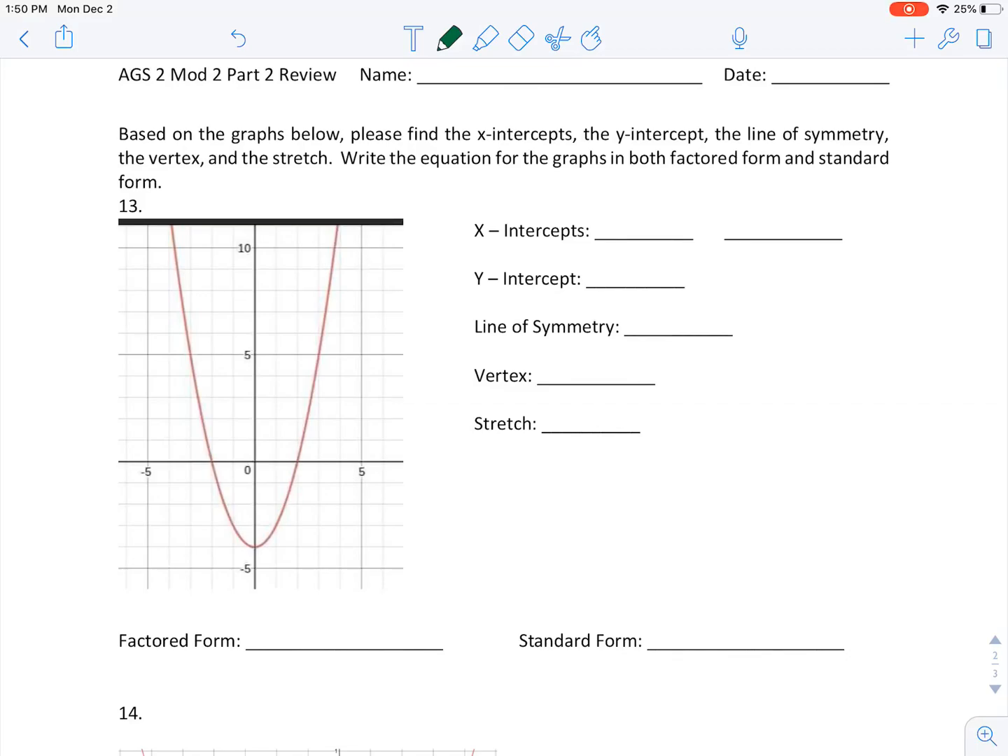Okay, page 2. Based on the graph below, please find the x-intercepts, the y-intercept, the line of symmetry, the vertex, the stretch. Write the equation for the graphs in factored form and standard form.